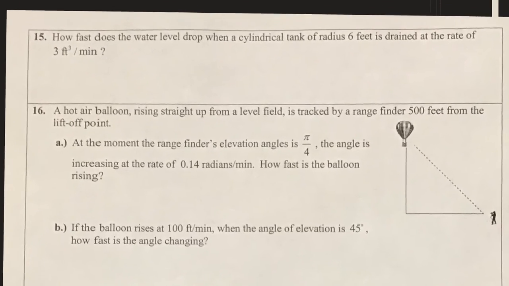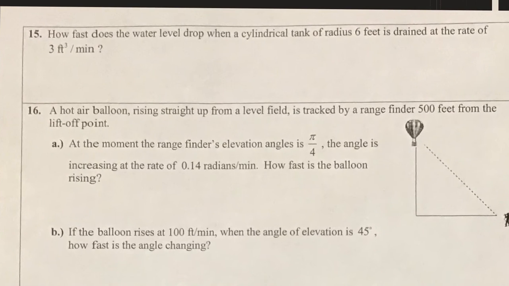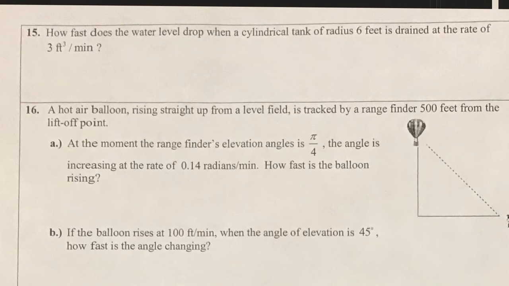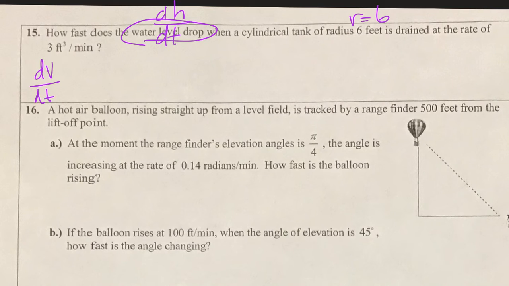Okay, what do we got here? We have a cylinder being drained. So now it's losing volume, so our volume rate is going to be negative. That's the key here, knowing that your volume is now negative. So how fast does the water level drop? The water level is the height. So we're talking about dh/dt, the change in level of the height when the radius is 6 and it's being drained at a rate of -3 feet per minute because it's losing height.